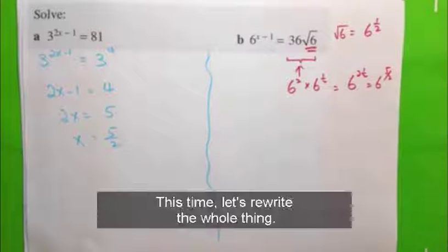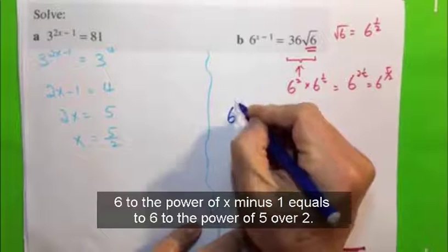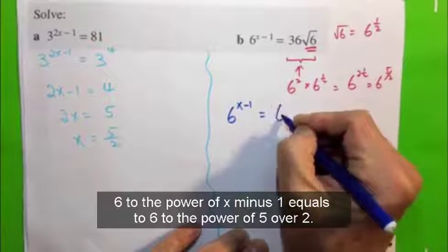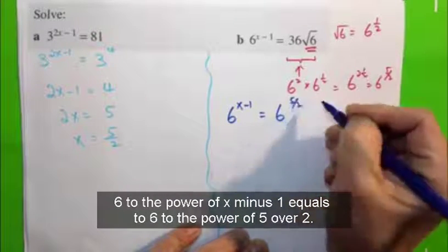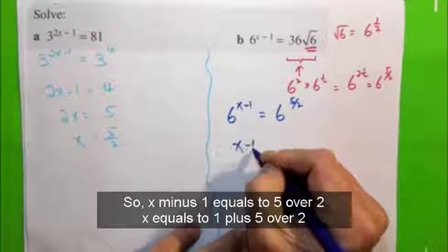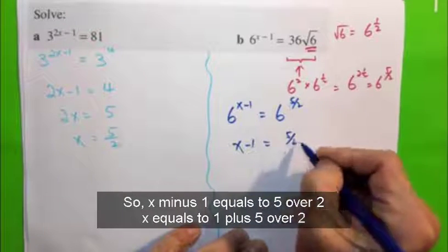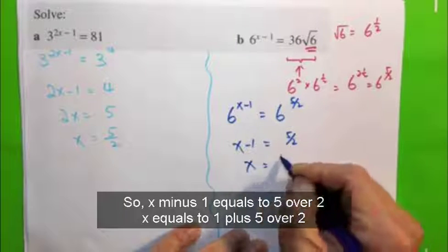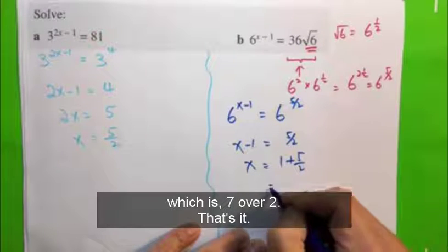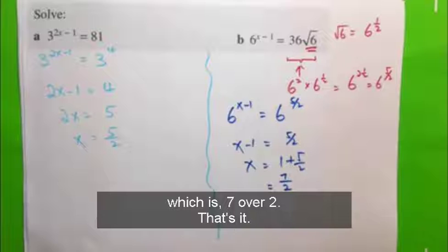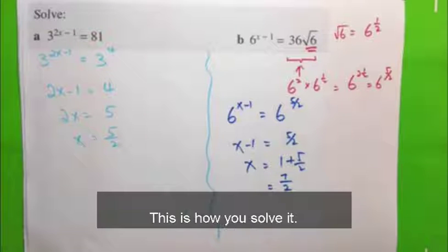Alright? This time, let's rewrite the whole thing. 6 to the power of x minus 1 equals 6 to the power of 5 over 2. So x minus 1 equals 5 over 2. x equals 1 plus 5 over 2, which is 7 over 2. That's it. This is how you solve it.